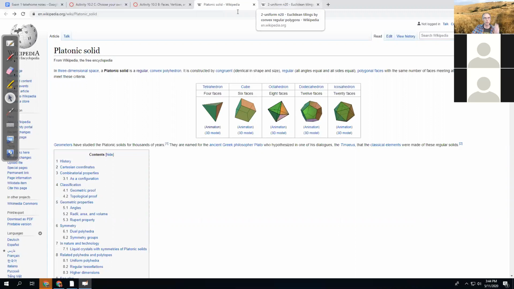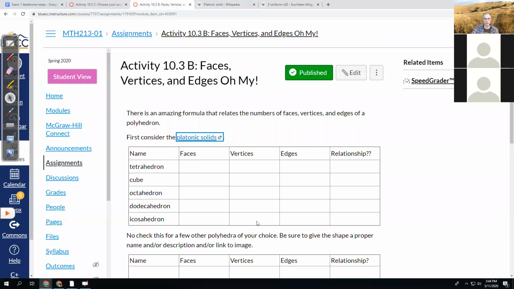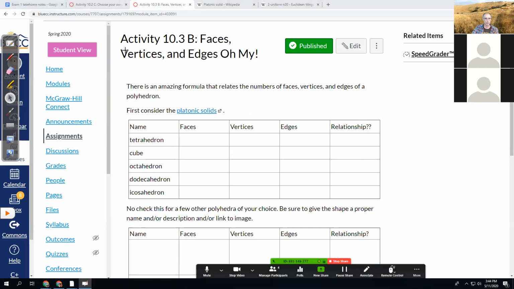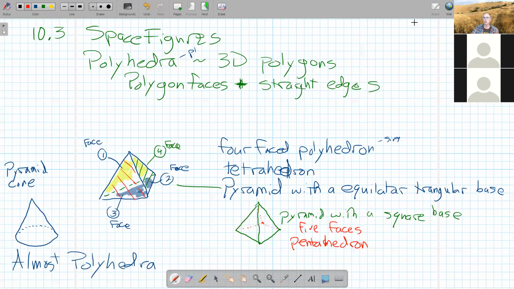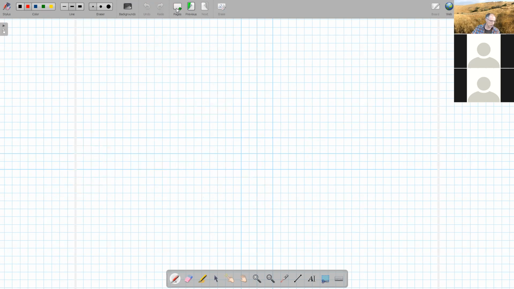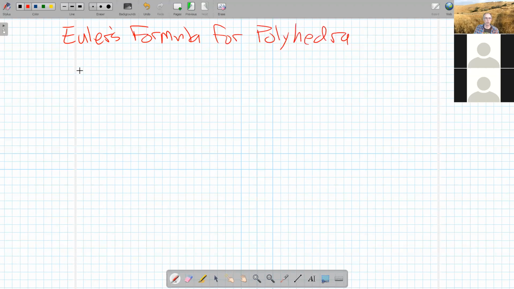So get out a piece of scratch paper and let's do this. So I am going to copy this into my whiteboard. Actually, make sure I have a clean page to put it in. Next, and new page. And what we're exploring here is called Euler's formula. Polyhedra. For us, it's activity 10.3b.